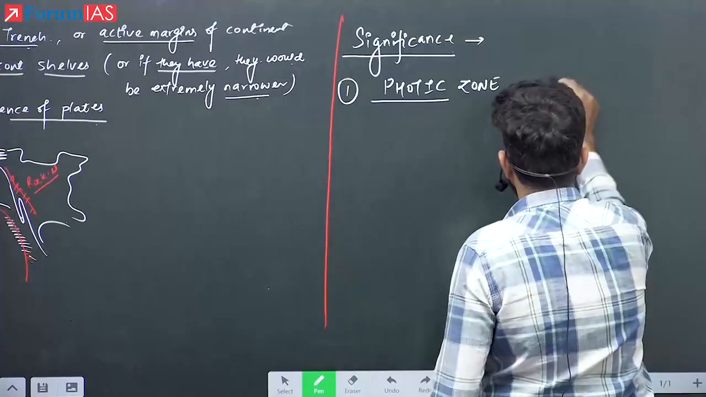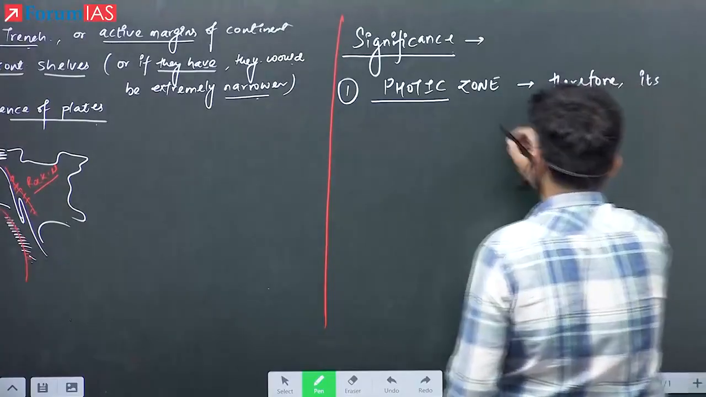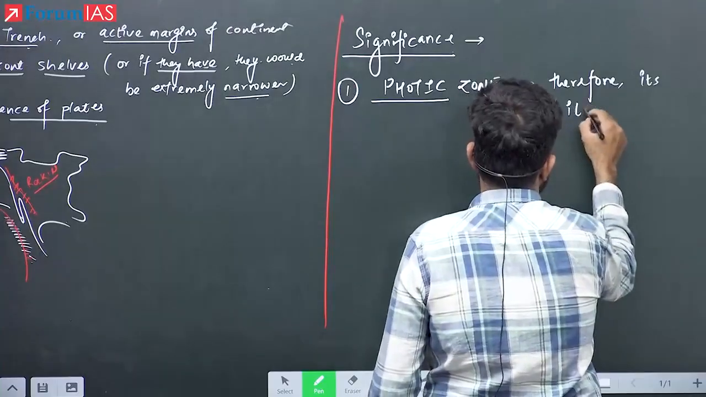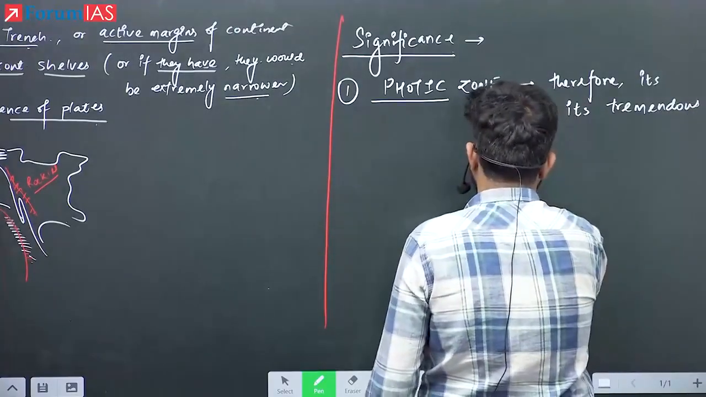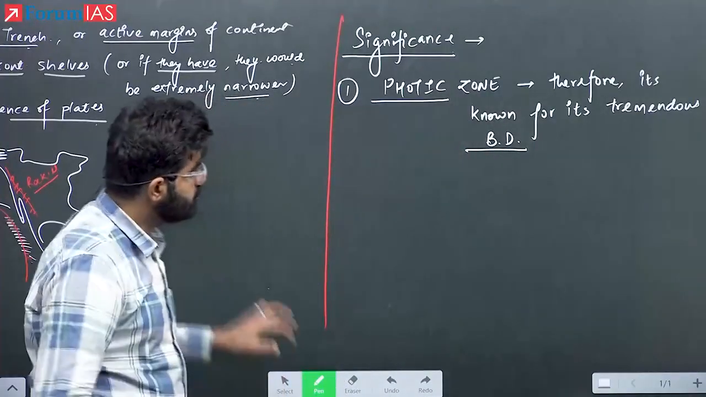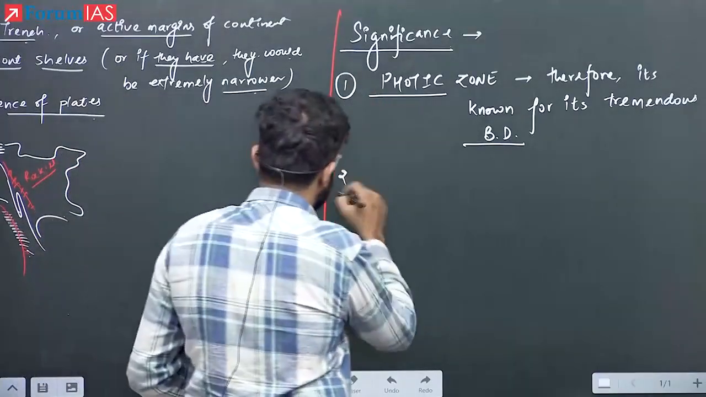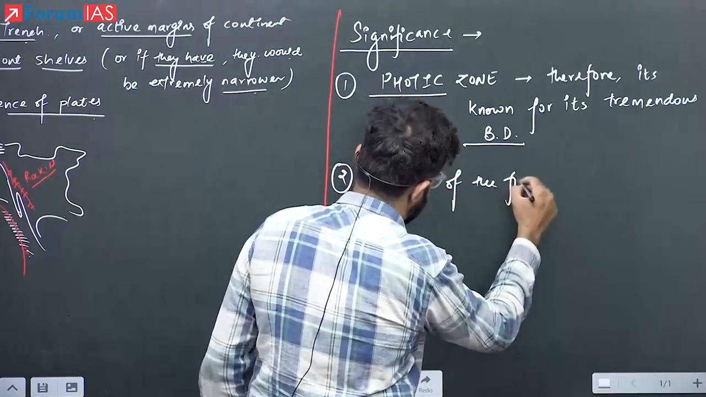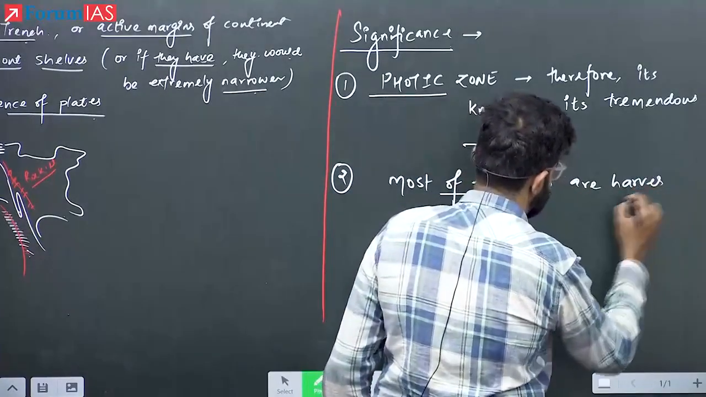The photic zone, therefore, is known for its tremendous biodiversity. So most of the fish which are harvested from the oceanic water are found in this region. So write down here: they are harvested from this area.